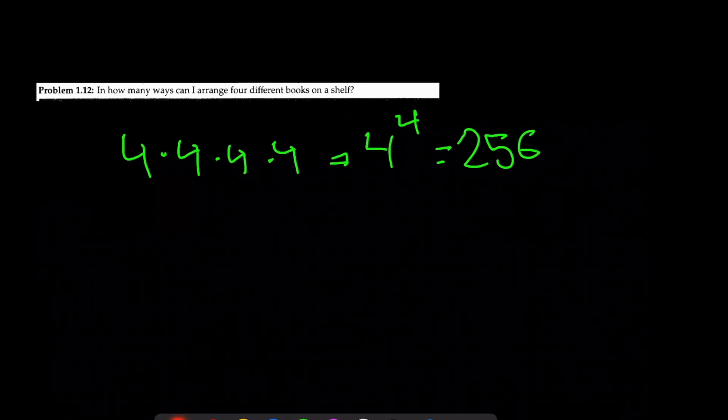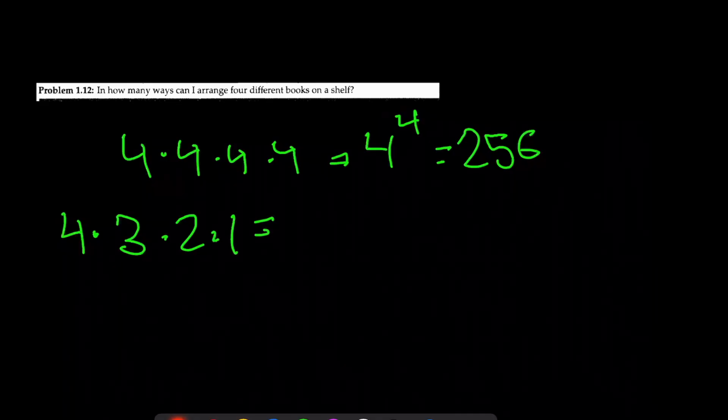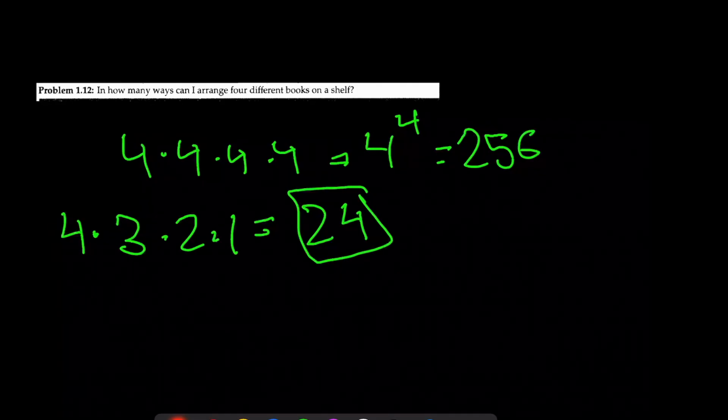So now for the first one we have 4, but the second one we only have 3, because one of the books has already been taken out. So now we'd get something like this, which is not equal to 256, but it's actually equal to 24. So that would mean 24 is our answer.